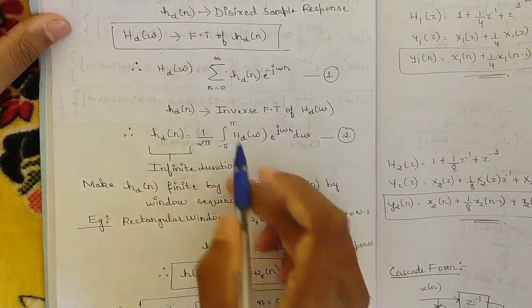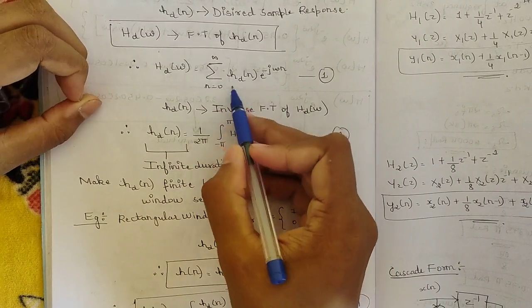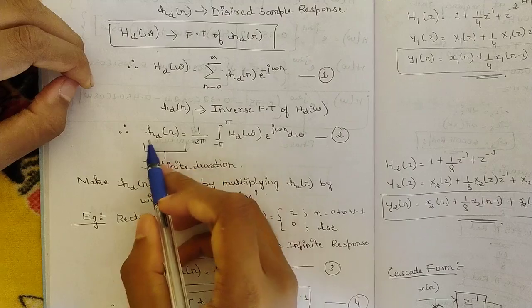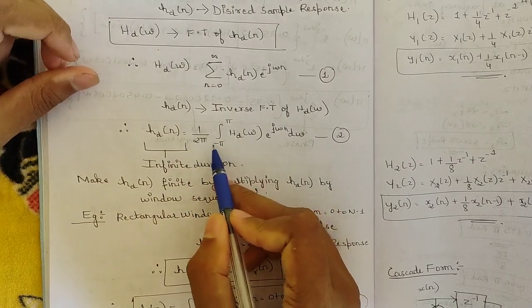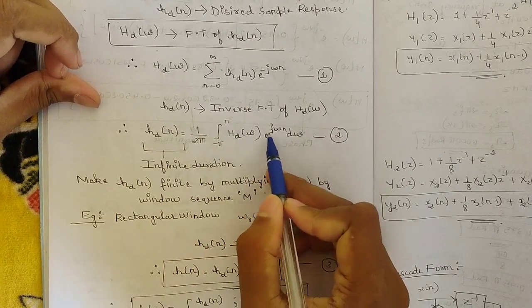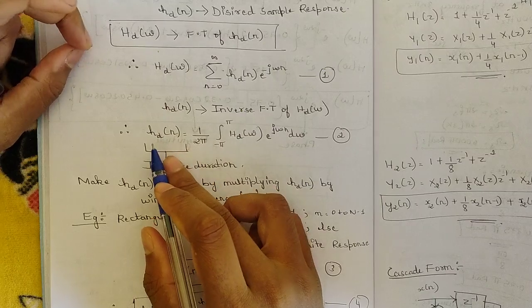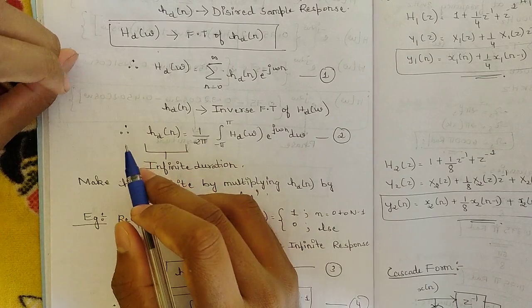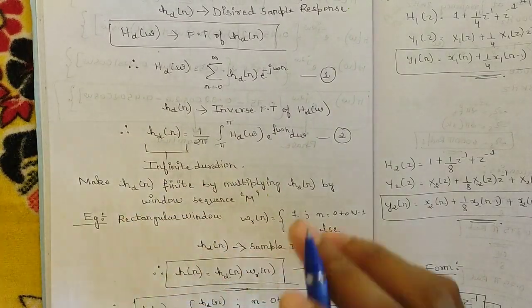Now how is HD of n related to HD of omega? If we want to find HD of n, we should take the inverse Fourier transform of HD of omega. That is, HD of n is equal to 1 by 2 pi times the integral from minus pi to pi of HD of omega e to the power j omega n d omega. Like this, we should find HD of n. Name it as equation 2, where this HD of n, the impulse response, is of infinite duration, but we should be finding it for finite duration.